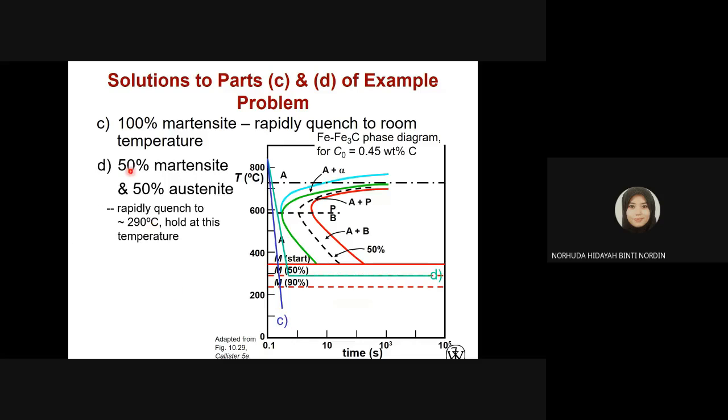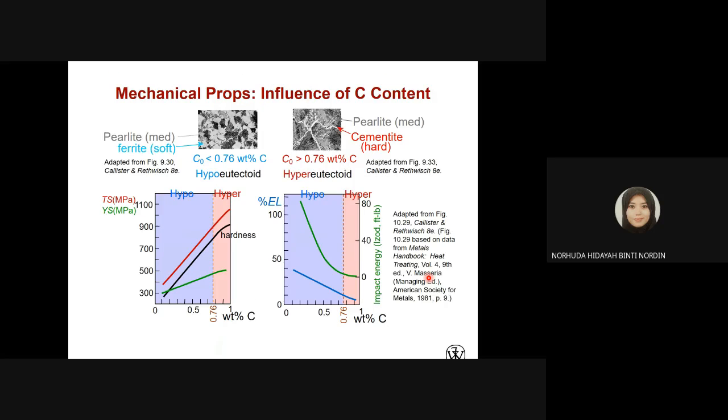How to get 50% martensite and 50% austenite? You cool it down until 50%, for example at 400, at 300 degrees, and you hold at this temperature for a long time. So along this line, you say that it is 50% martensite and 50% austenite. That's it. Understand, right?